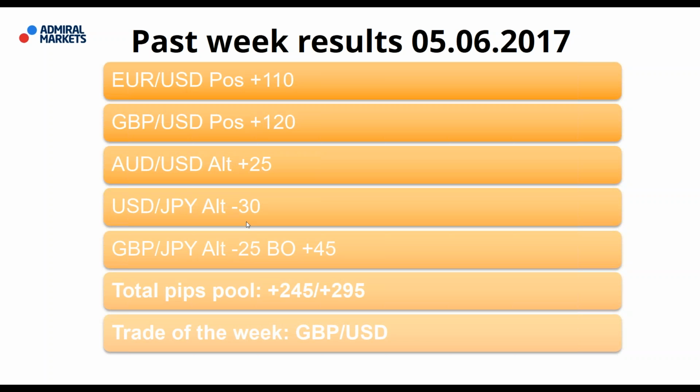Past week results. So these are past week results, 5th of June 2017. Have in mind that this is the maximum available number of pips you could have made. Euro dollar positional trade 110 pips, pound dollar positional trade 120, Australian dollar alternative 25 pips, dollar yen was a loss of minus 30, pound yen alternative setup minus 25, breakout setup plus 45. Total pips pool in between 245 and 295. Trade of the week was the pound dollar.